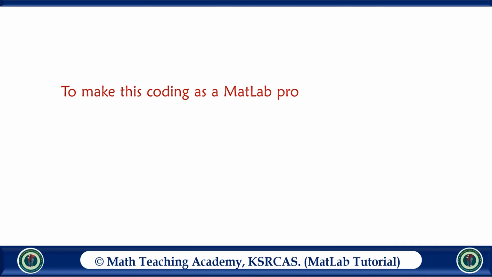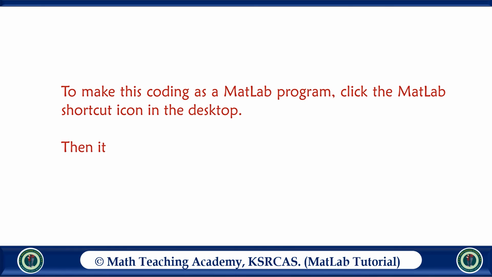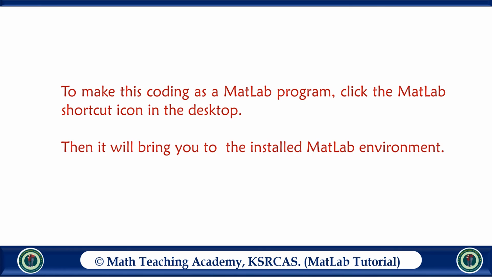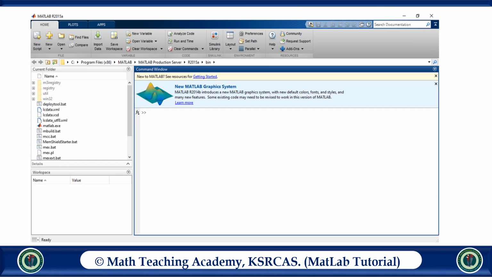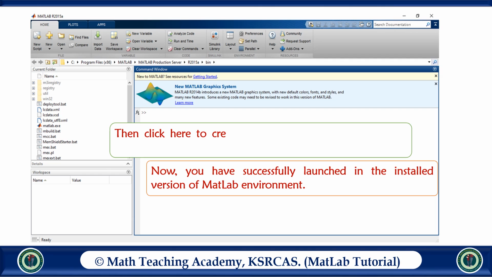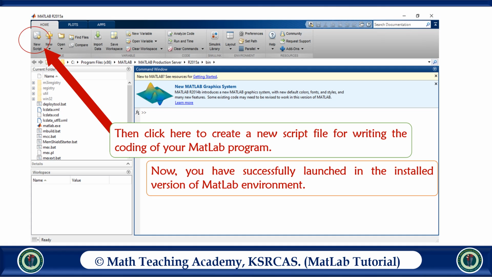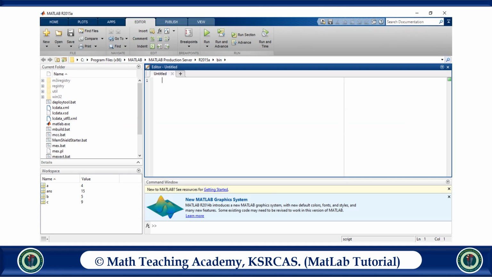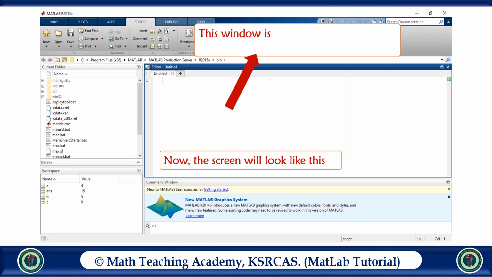To make this coding a MATLAB program, click the MATLAB shortcut icon on the desktop. Then it will bring you to the installed MATLAB version. Then this screen will open. Now you have successfully launched the installed version of the MATLAB environment. Then click here to create a new script file for writing the coding of your MATLAB program. So this is the MATLAB text editor. Here you can type your coding.